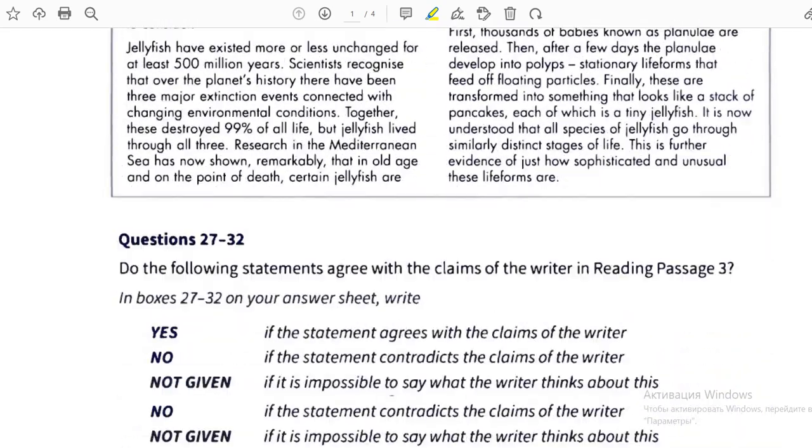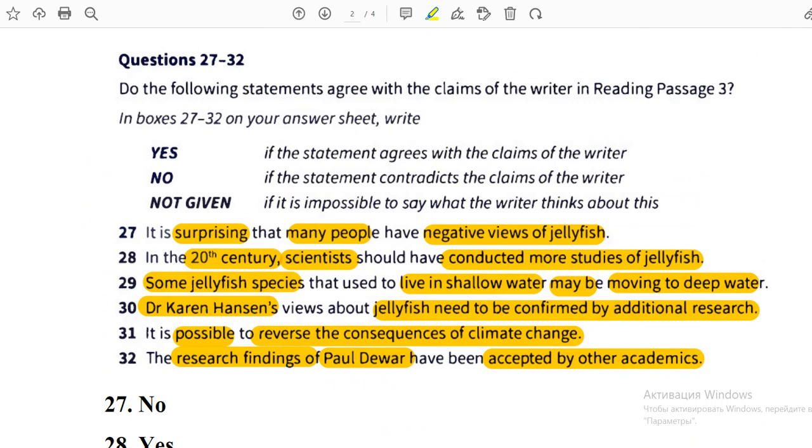Then, look at the view or claim in the first question. Use the located words to find the relevant part of the passage. I have already highlighted some expressions and words for you. Read that part of the passage carefully and compare it with the question. Look for synonyms and paraphrasing verbs. Decide if the view or claim in the question agrees with what the writer says in the passage. Choose yes, no, or not given. Do the same for the other views or claims.